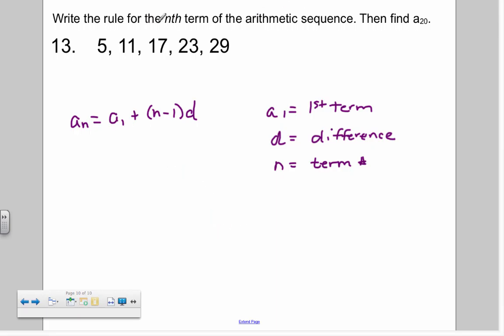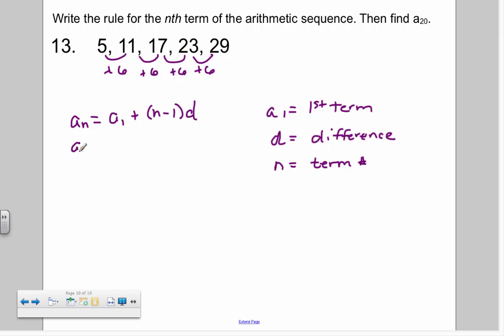So let's go ahead and write the rule. Well, first of all, we need to find the difference. So let's go ahead and find the difference here. Between 5 and 11, I add 6. Between 11 and 17, I also add 6. 17 to 23 plus 6. 23 to 29 plus 6. So my D here is 6.